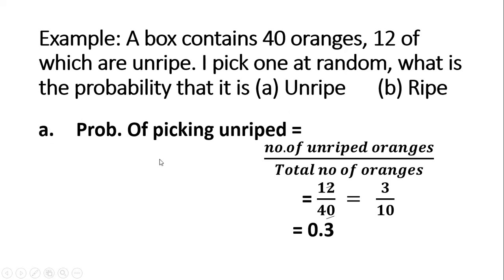A, the probability of picking a ripe orange: the number of ripe oranges, that's the required outcome, divided by the total number of oranges, that's the total possible outcome. Since we have 40 oranges and 12 of them are ripe, it is 12 over 40. 4 will divide 12, 3, and 4 will divide 40, 10. So we have 3 over 10, which is 0.3.